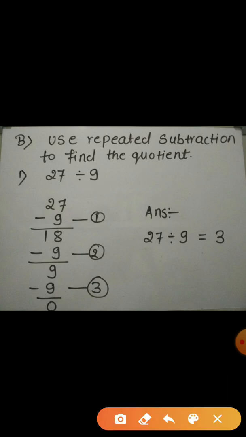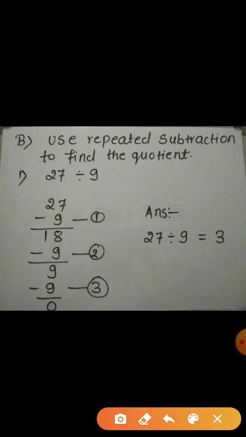So see here, initially I have subtracted 9 from 27. 27 minus 9 will get 18. Again I am going to subtract 9 from 18. Now 18 minus 9 will come 9. Again we subtract 9 from 9, we will get 0. We have to continue this process till we get 0. Since we got 0, we stop here.